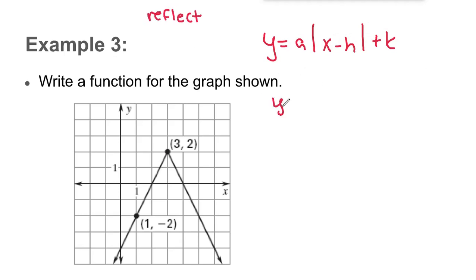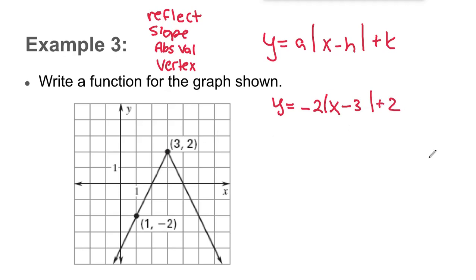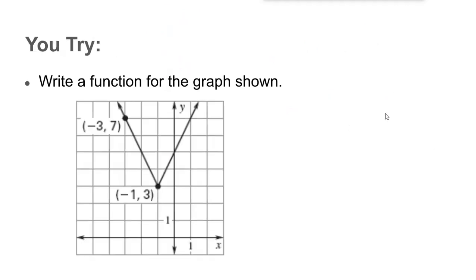So it's been reflected, so that means it's going to be a negative sign in front. I look at the slopes. You notice how it goes down 2 over 1, down 2 over 1. I know it's absolute value. Look at the vertex. It's going to be x minus 3 and then plus 2 at the end. I can tell that just by looking at the graph.